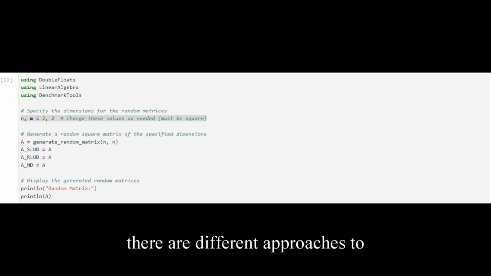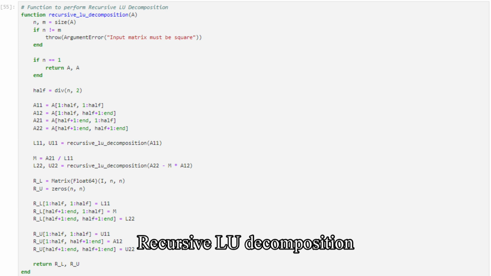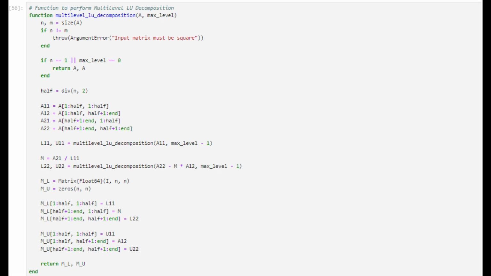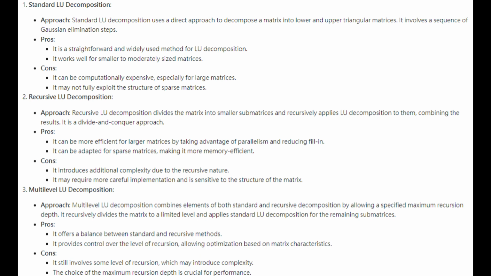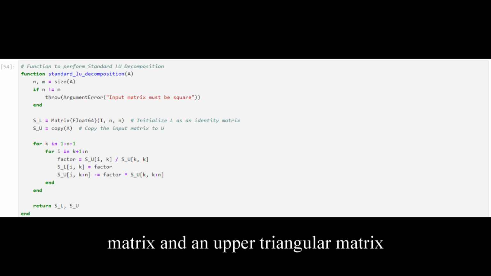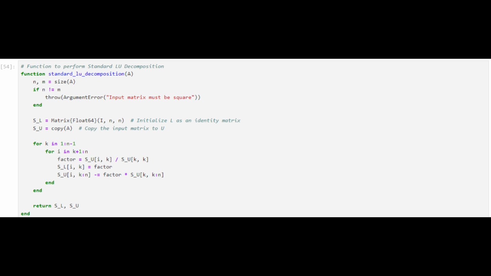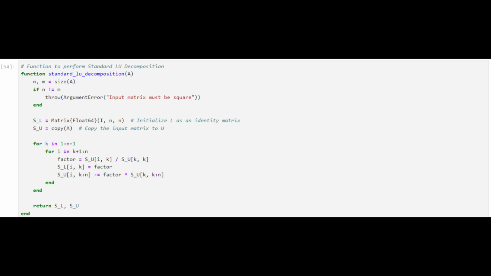Moving on, there are different approaches to decomposing matrices, such as standard LU decomposition, recursive LU decomposition, and multilevel decomposition. Each of these methods has its own advantages and disadvantages, which are discussed in the report. Standard LU decomposition is a direct method that factors a matrix into a lower triangular matrix and an upper triangular matrix. It is simple and easy to implement, but it can be computationally expensive, especially for large matrices.